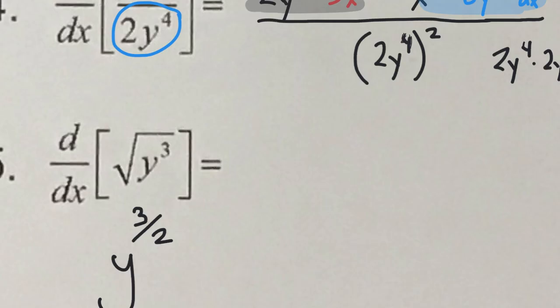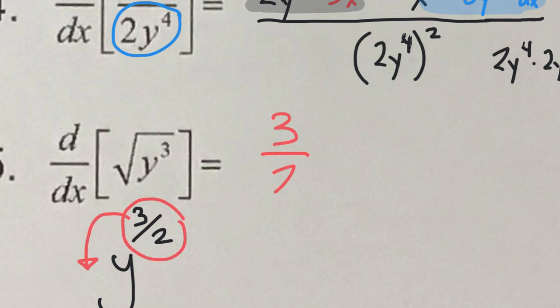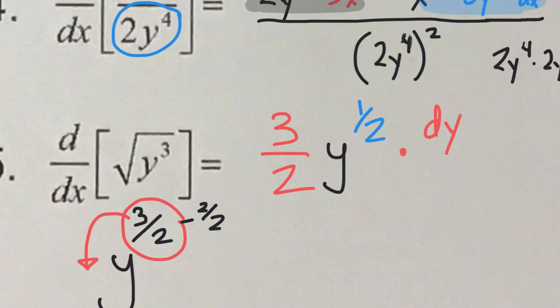So now we're going to use our power rule, which says bring our denominator to the front. So 3/2 times y to the, what is 3/2 minus 1 power? 1/2. So our new power is 1/2, and we have to multiply this by dy dx, right? Because we took the derivative of y, we need to have a dy dx in there.